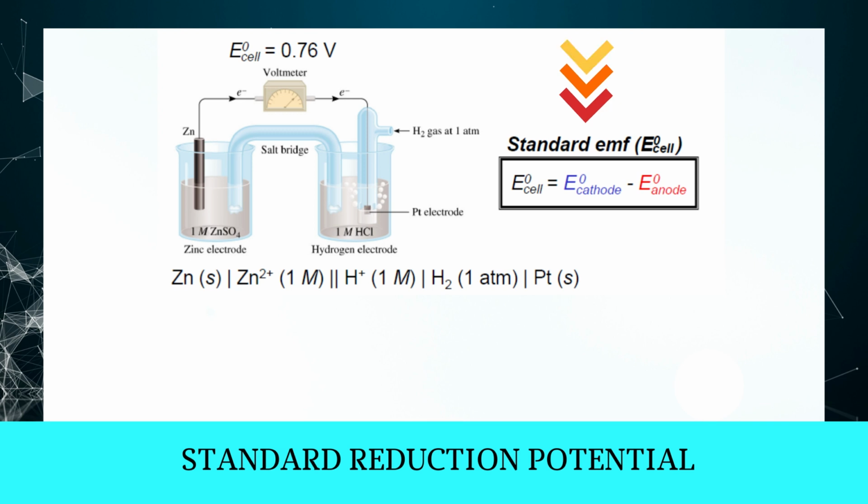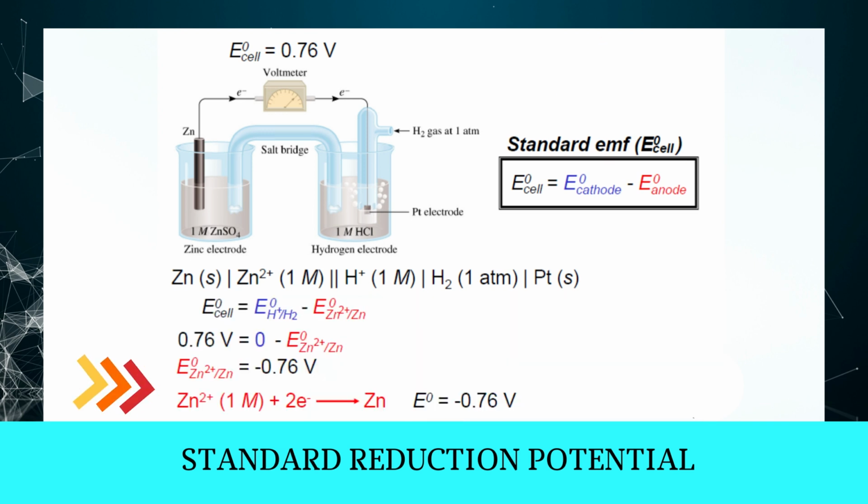So can you determine the E naught of the anode? Try to solve the equation, and you will get the E naught for the anode is negative 0.76 volt.